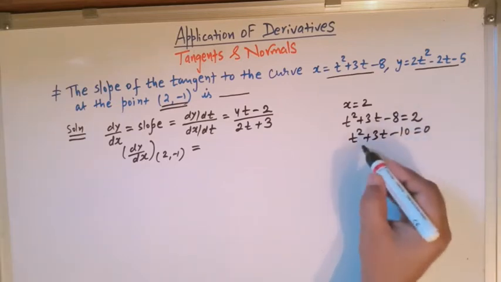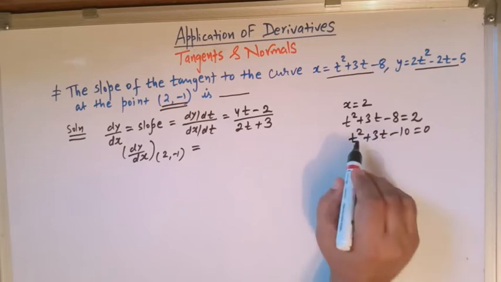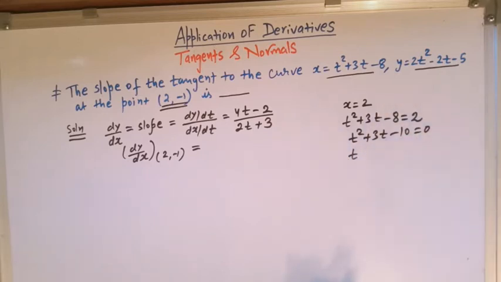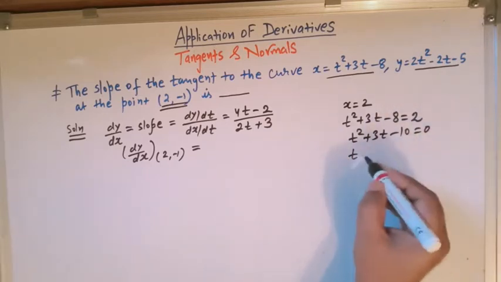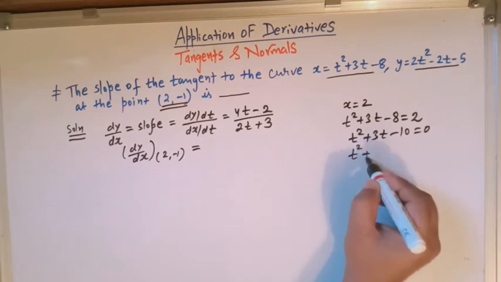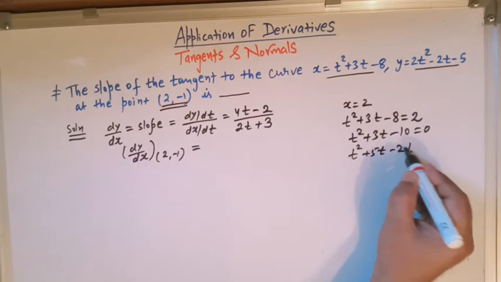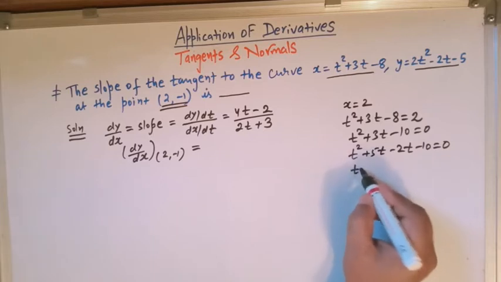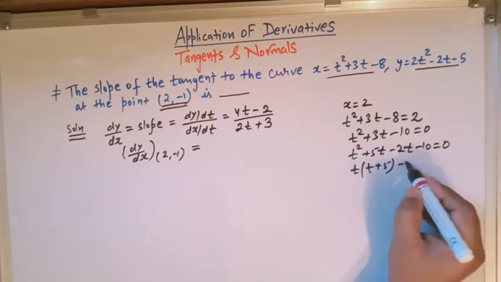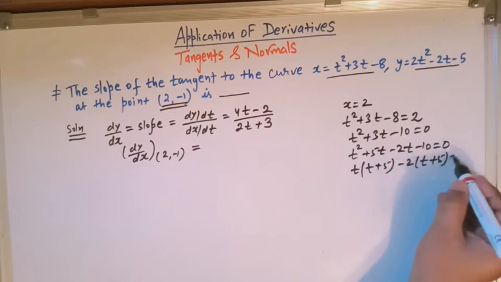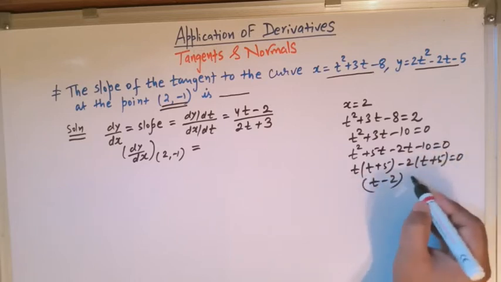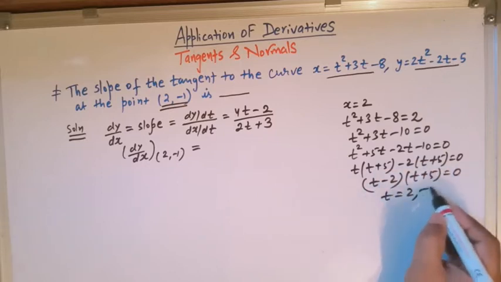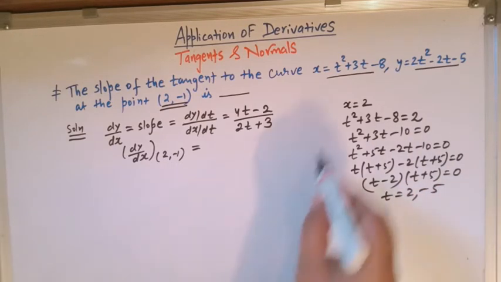Now it is a quadratic equation, so we find the solution of this equation. We'll solve this quadratic equation by splitting the middle term. So we have t square plus 5t minus 2t minus 10 is equal to 0. Clear? So we have t into t plus 5, minus 2 into t plus 5 equal to 0. So we have t minus 2 and t plus 5 is equal to 0. So we have t is equal to 2 and minus 5. Clear?